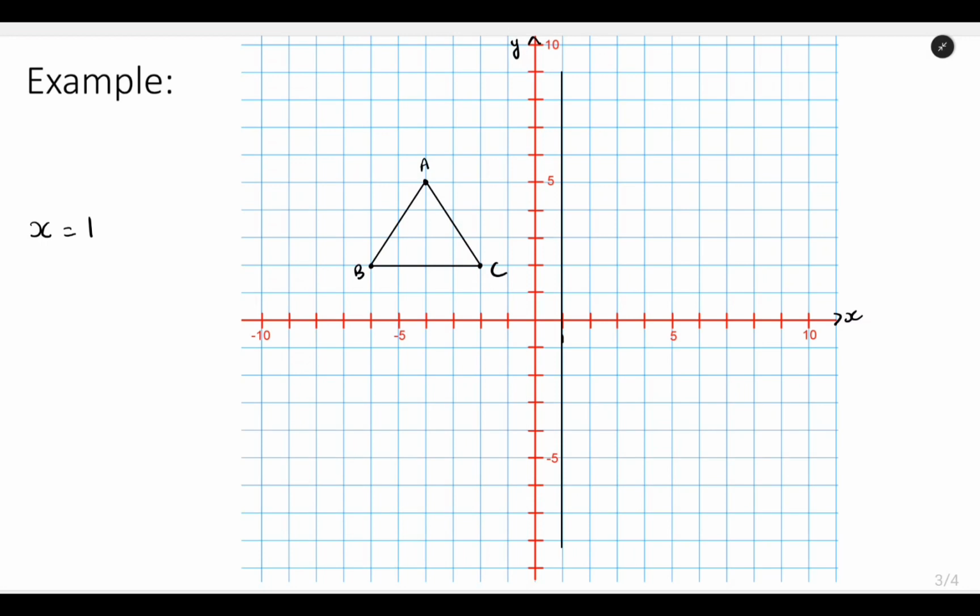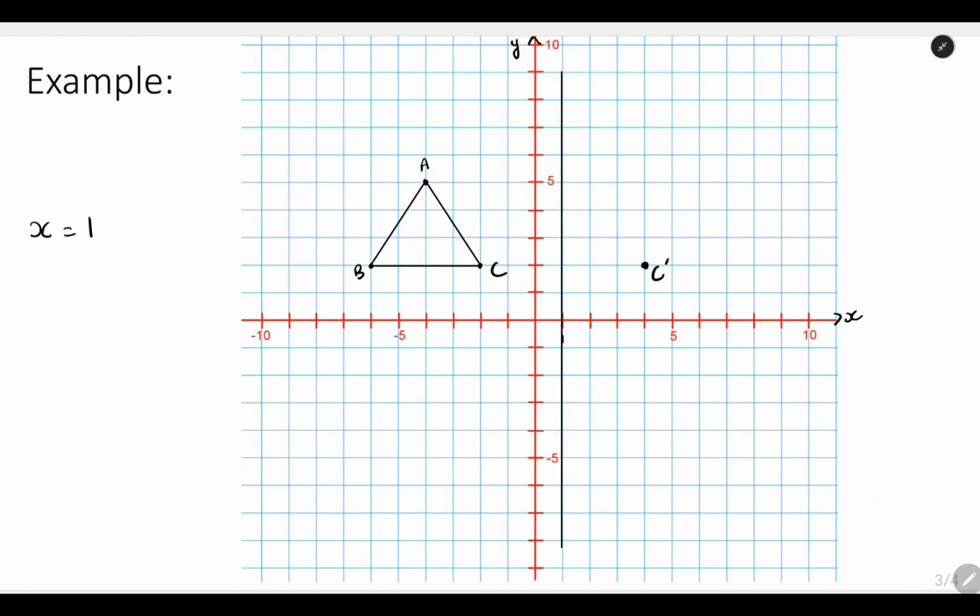So let's see how many times C has to go until it reaches the mirror line. We jump C 1, 2, 3 times and it reaches the mirror. So for C to be reflected, it has to jump out 3 times as well: 1, 2, 3. And this will be the reflection of C, and we call that C prime.